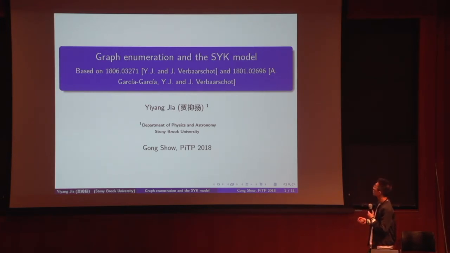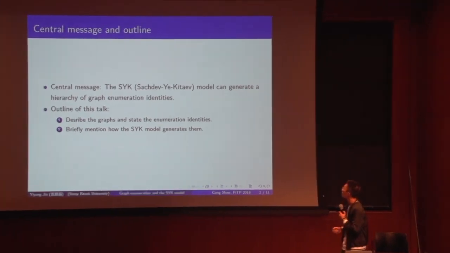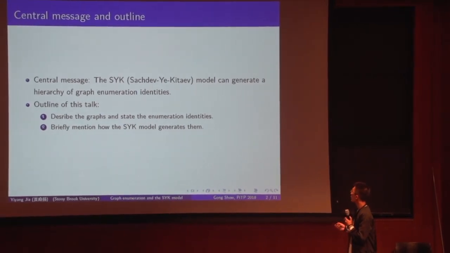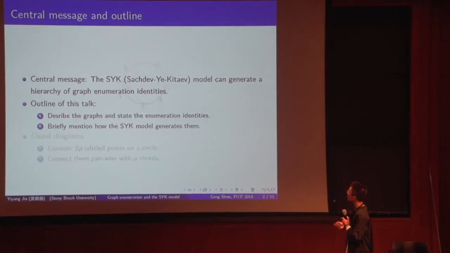Today I want to talk about the interesting connection between graph enumeration and the SYK model. The central message I want to convey is that the SYK model generates a hierarchy of graph enumeration identities. So I'll first describe the graphs and state enumeration identities and briefly mention how the SYK model generates them.